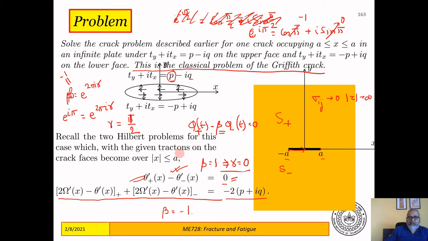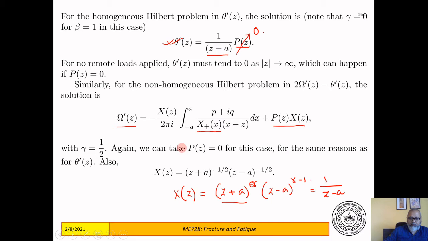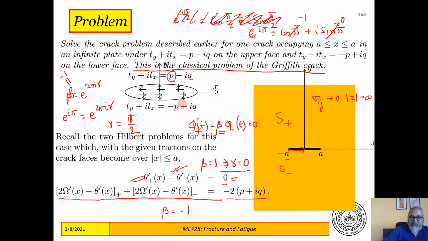So your Plemelj function now will become (z plus a) to the power minus half and (z minus a) to the power gamma minus 1, which is again equal to minus half. So this becomes 1 over root of z square minus a square. So that's your Plemelj function for the second case.